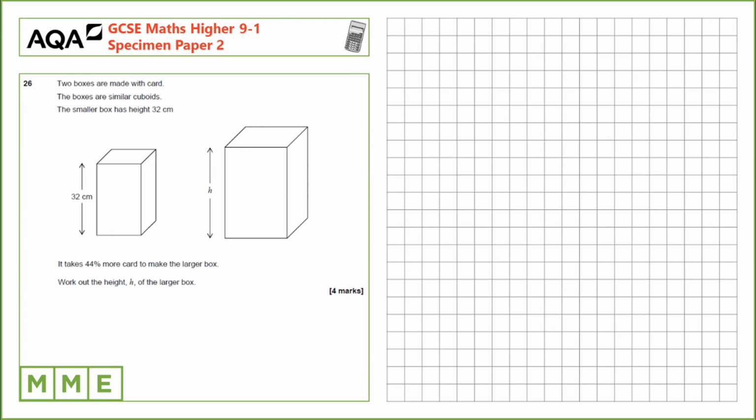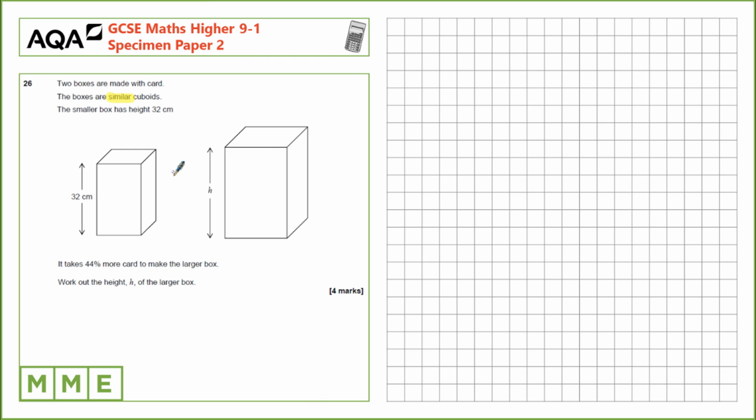Question 26. Two boxes are made with card. The boxes are similar cuboids. The smaller box has a height of 32 centimeters. It takes 44% more card to make the larger box. Work out the height h of the larger box.